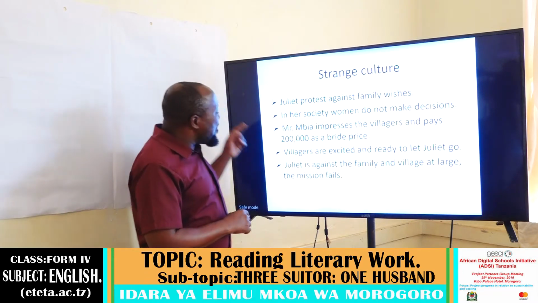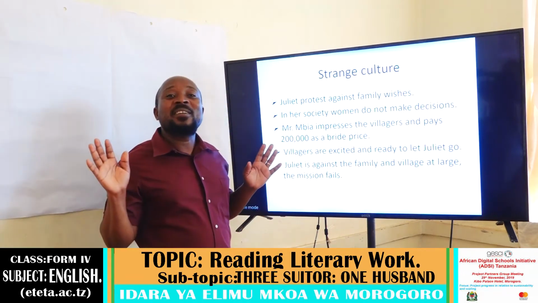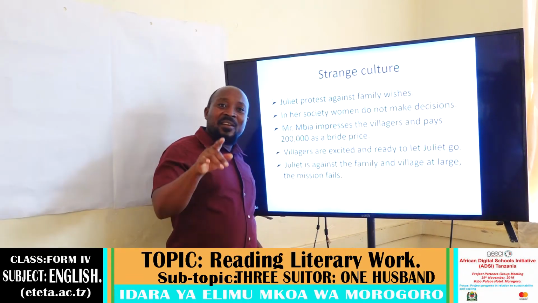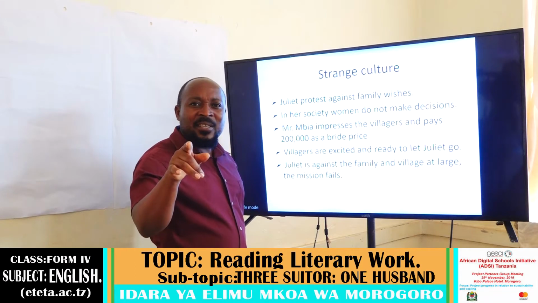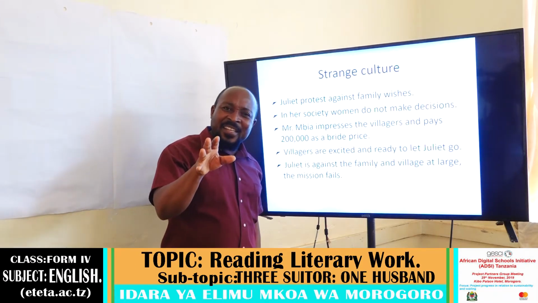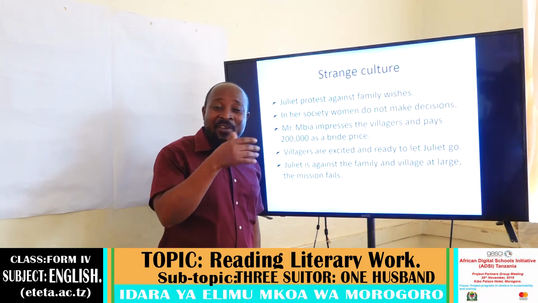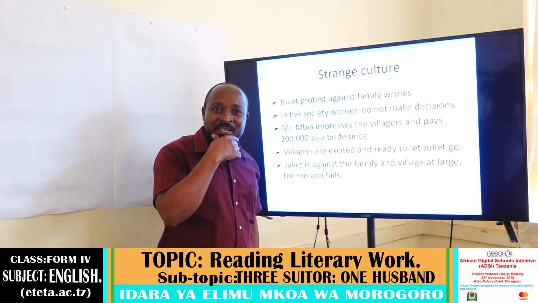You see, Juliet is against the family and the village at large. The mission fails. To the Mvutesi villagers, that is a totally strange experience they have never come across.